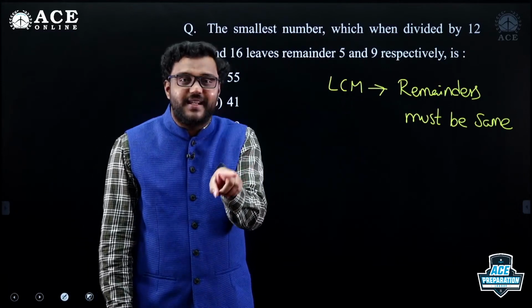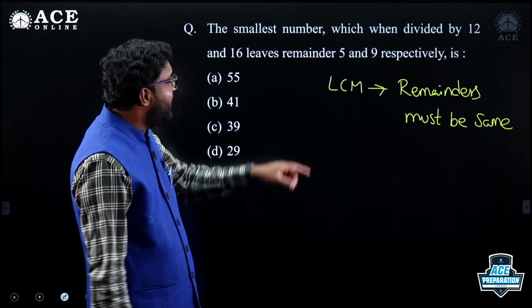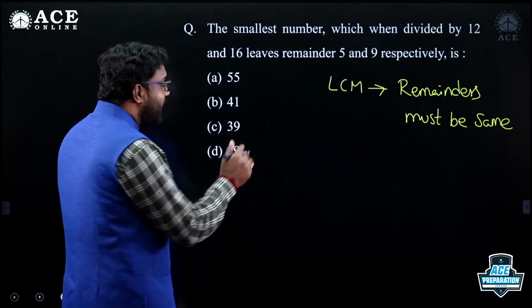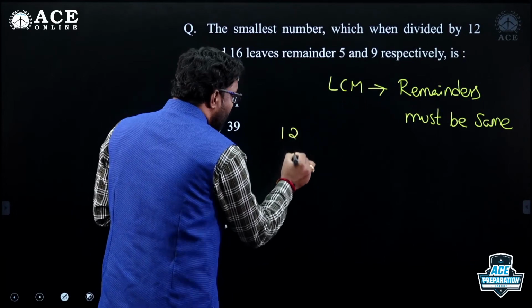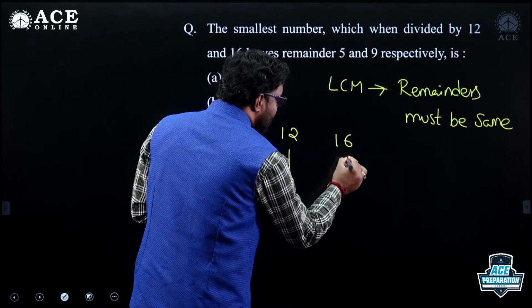Remainder 6 in each case. Three questions were discussed, the last three questions: remainder 6 in each case, remainder 2 in each case, remainder 4 in each case. But here remainders are different. When it is divided by 12, remainder is 5. When it is divided by 16, remainder is 9.